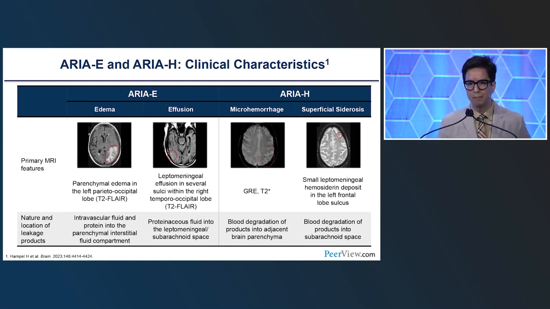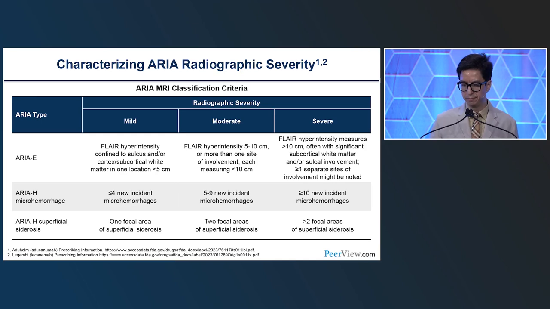And again, in looking at examples of what ARIA-E, or the edema, versus ARIA-H look like, each one of these findings has 2 flavors. So the edema is vasogenic edema, which we see here noted on this FLAIR, circled in red. And of course, effusions can also happen as part of ARIA-E, which we can see in these areas of FLAIR high signal in the sulci. And then of course, ARIA-H, you can have microhemorrhages or superficial siderosis. So again, parenchymal versus sulcal-based findings that we can see here.